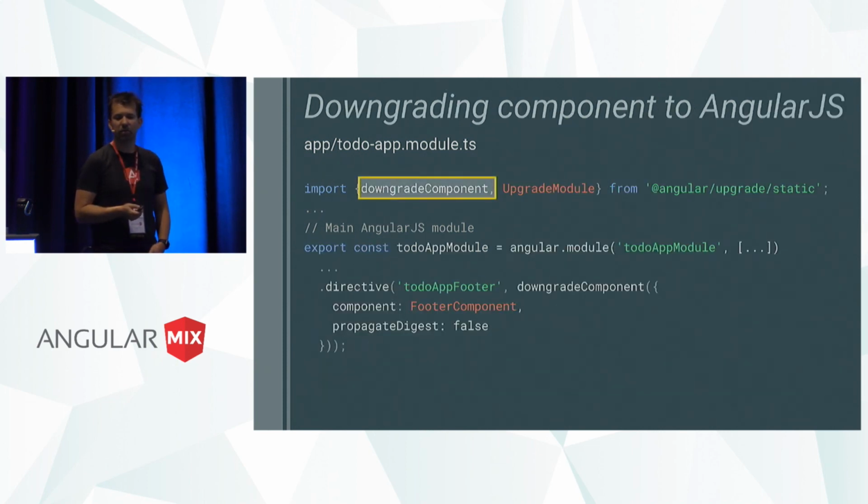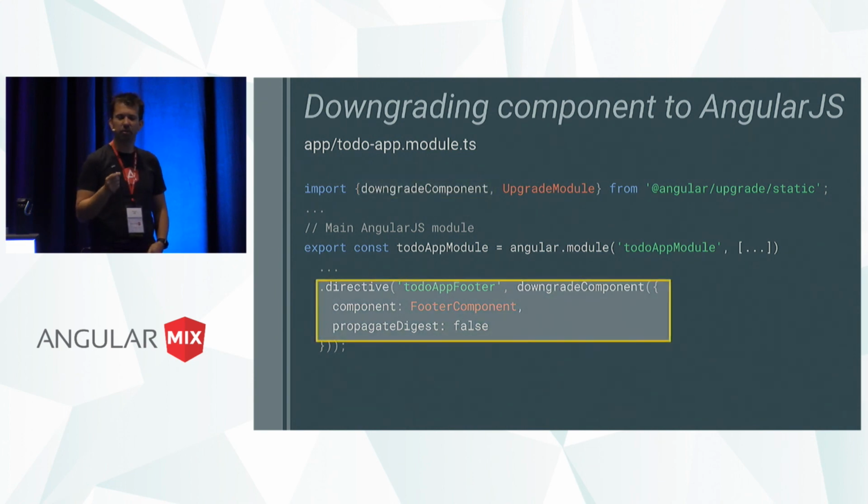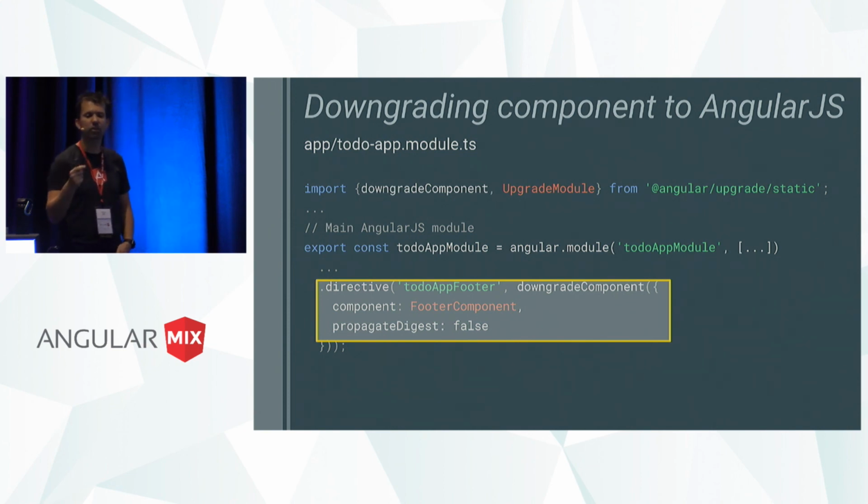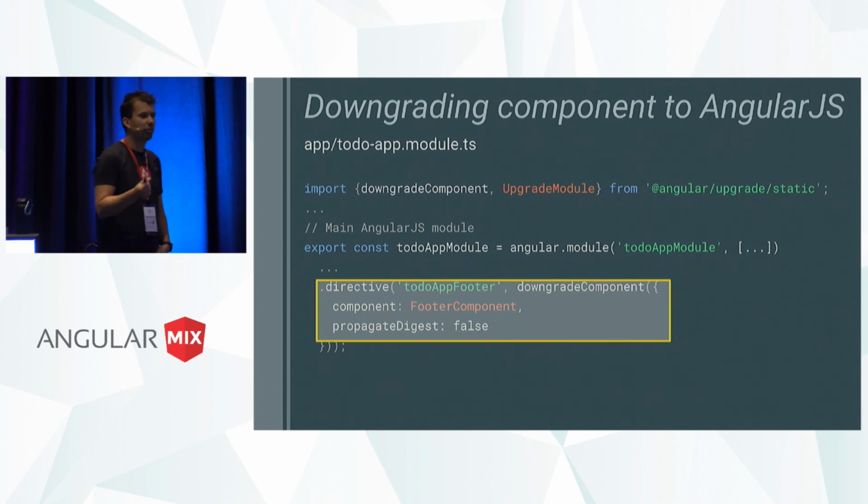And once you have that, you simply use the downgrade component, which we talked about earlier, and you turn the footer component, which is an Angular component, into AngularJS's directive, which will do the bootstrapping automatically. And this is also when we will lazily go and load the Angular framework as well. So it's only when somebody goes and instantiates a to-do app footer component do we actually go and instantiate the Angular framework.